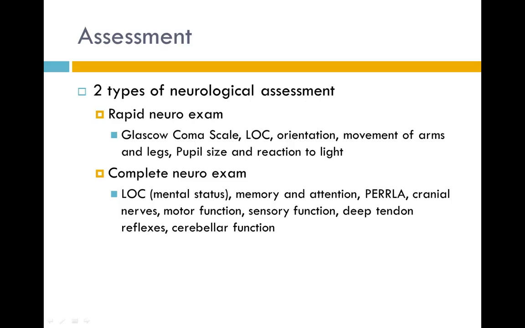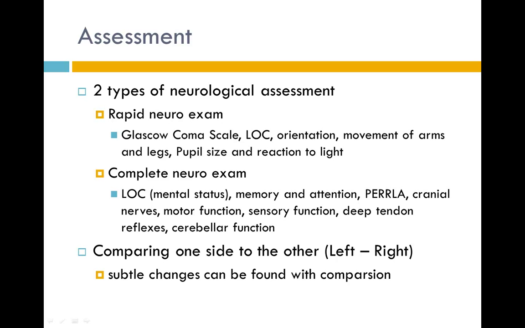The complete neuroexam includes level of consciousness, also known as a mental status exam, memory and attention, pupil check with use of PERRLA, that's where the pupils are equal, round, and reactive to light, cranial nerves, motor and sensory function, deep tendon reflexes, and cerebellar function. An important part of the neuroexam is comparing one side to the other to detect subtle changes in neurological functioning.